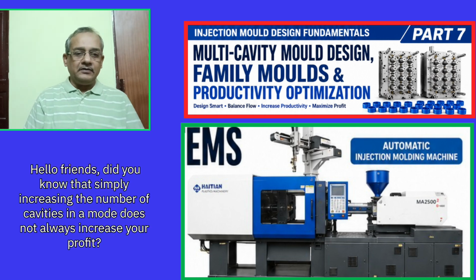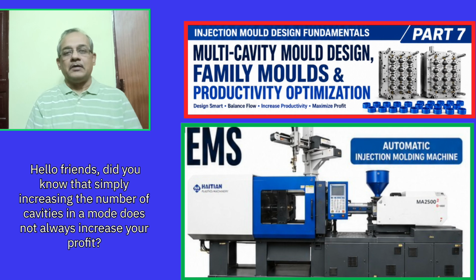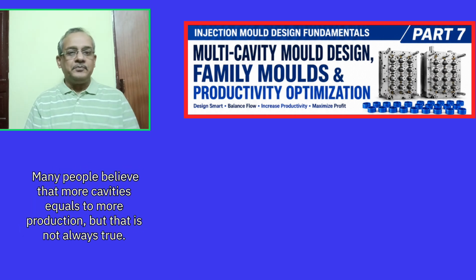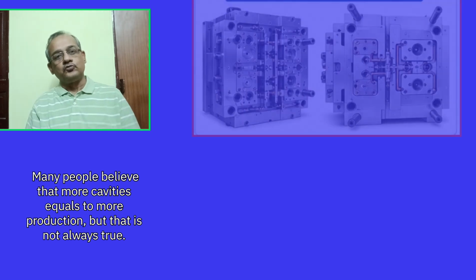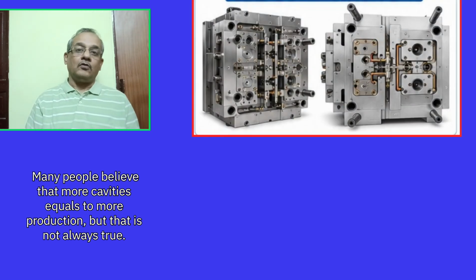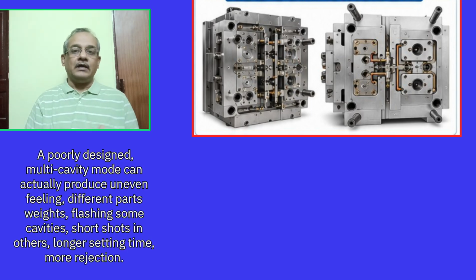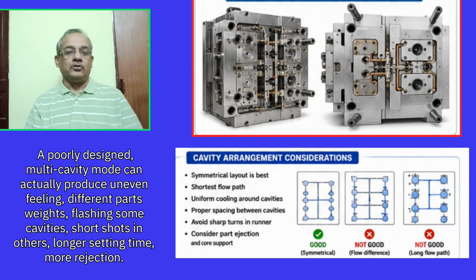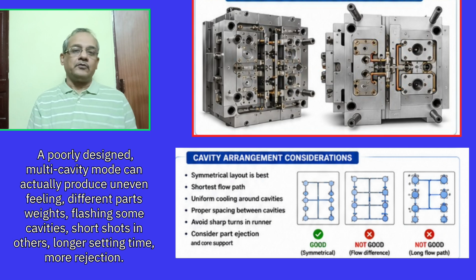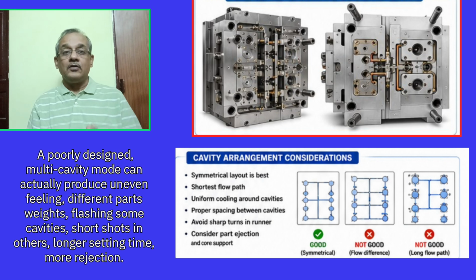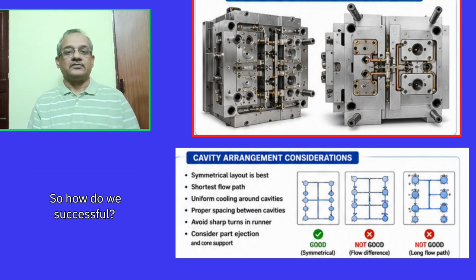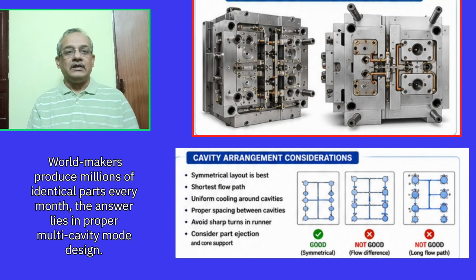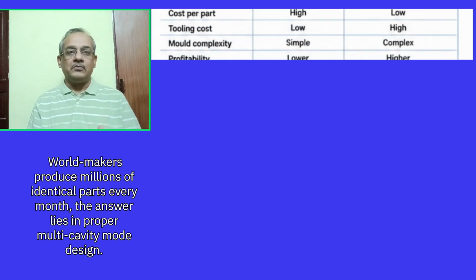Hello friends, did you know that simply increasing the number of cavities in a mold does not always increase your profit? Many people believe that more cavities equals more production, but that is not always true. A poorly designed multi-cavity mold can actually produce uneven filling, different part weights, flash in some cavities, shorts in others, longer setting time, and more rejection. So how do successful mold makers produce millions of identical parts every month? The answer lies in proper multi-cavity mold design.